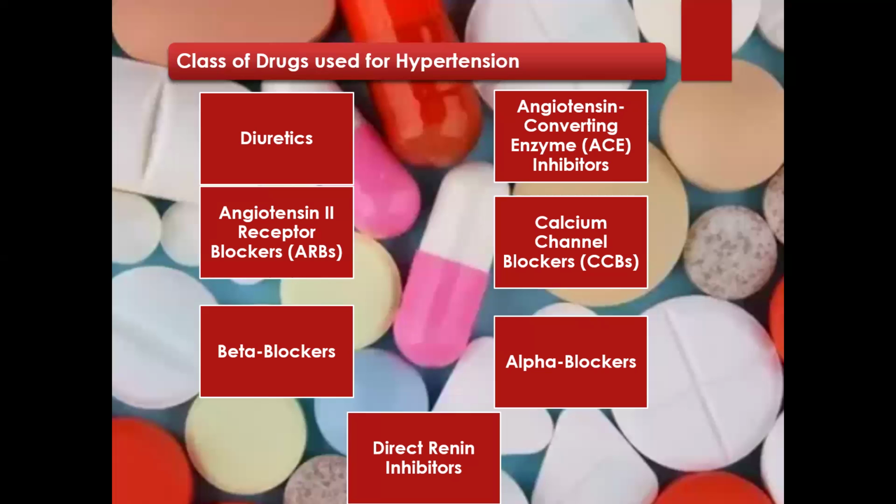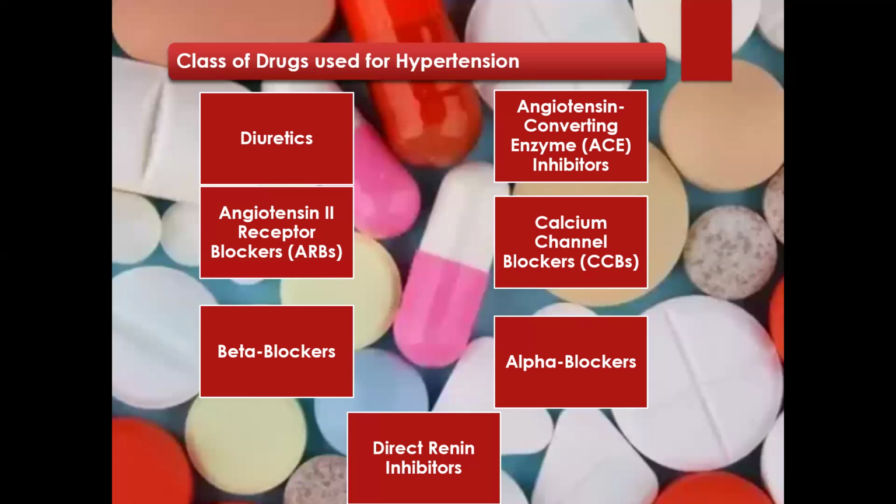Another group of drugs is the alpha blockers. The alpha blockers work by blocking the action of certain receptors called alpha adrenergic receptors. This causes the blood vessels to relax and widen, leading to a decrease in blood pressure. Alpha blockers are sometimes used in combination with other antihypertensive medications. An example of alpha blockers is prazosin.